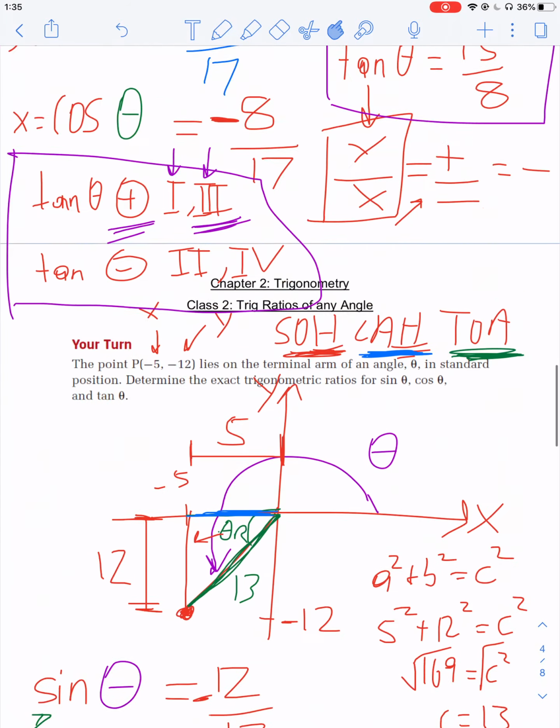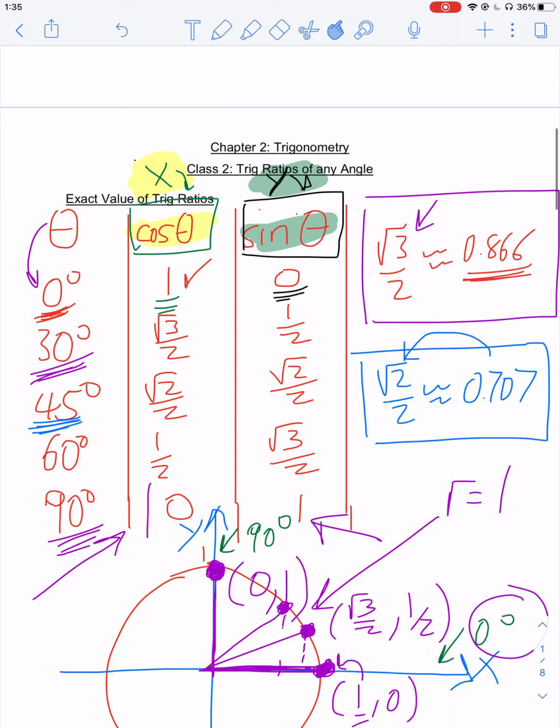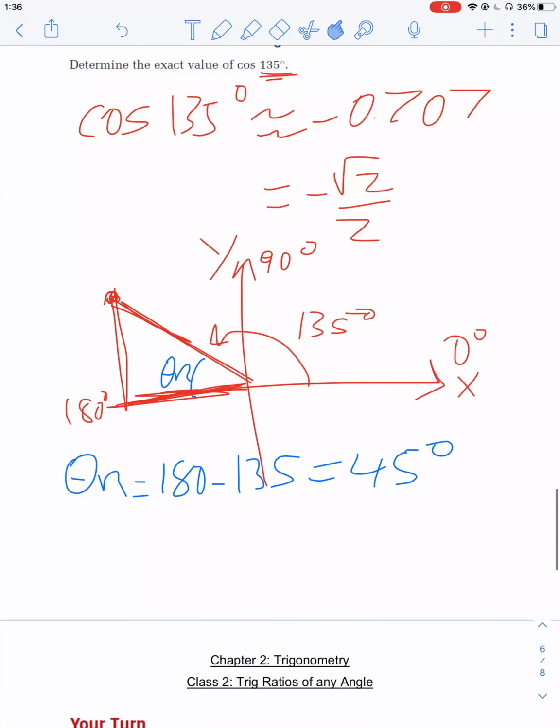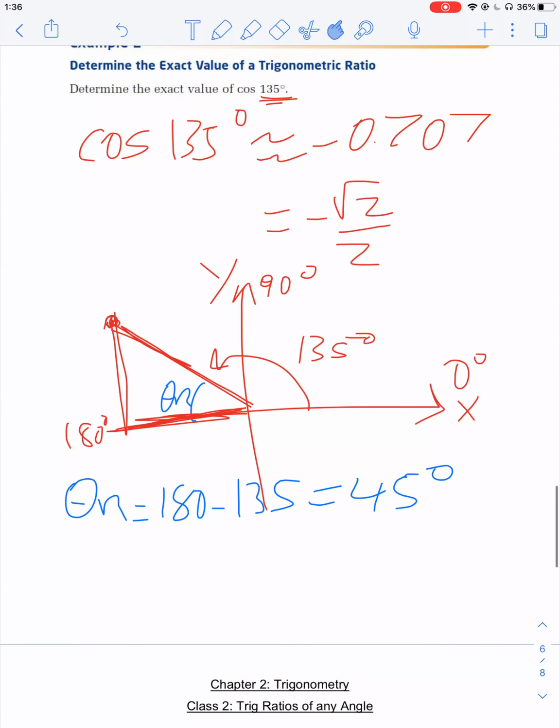If you go to my table, cos of 45, right over here, is square root of 2 over 2, right? So that's where the square root of 2 over 2 is coming from, okay? So your reference angle will give you the right value all the time. It's just a question of inserting the negative sign manually, okay? So we know that cos of 45 is equal to square root of 2 over 2.